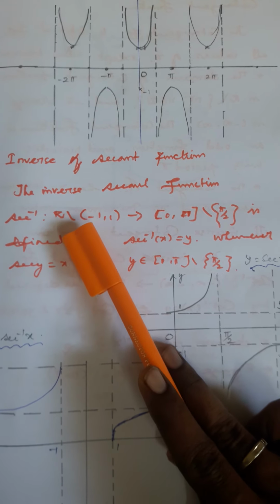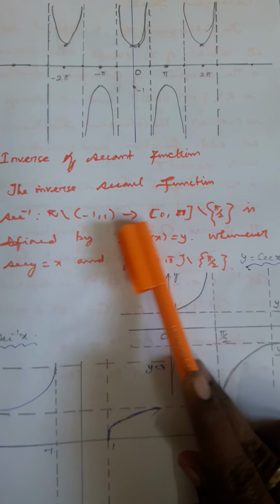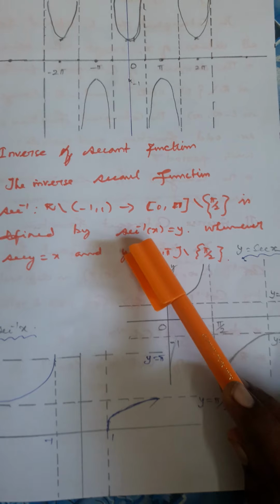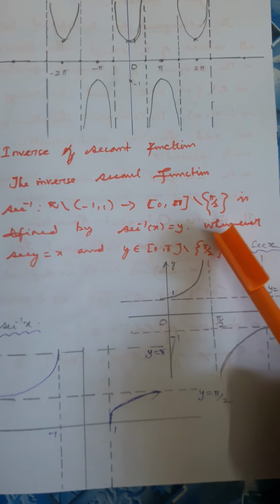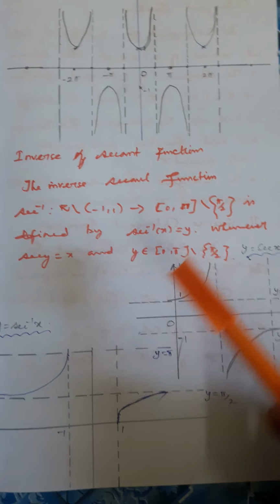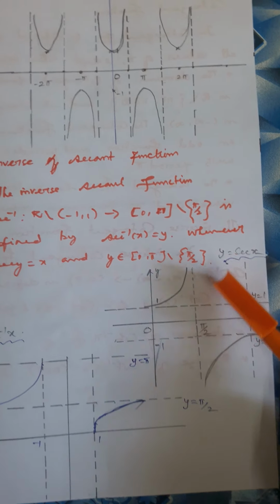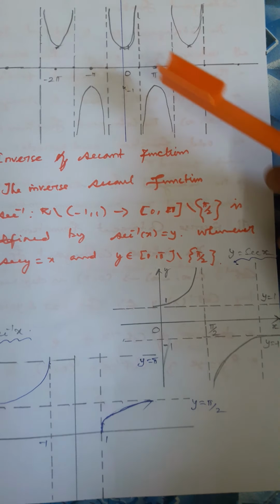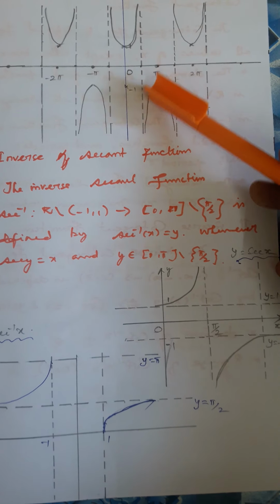secant inverse of x is defined on R minus (-1, 1) and the range is 0 comma pi, difference pi by 2. It is defined by secant inverse of x equal to y whenever secant y equal to x and y belongs to the interval. Here you have the secant x diagram. So the half of the diagram, this part we are taking like that. Here we are taking this part.